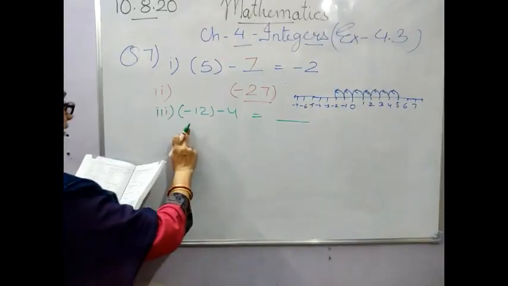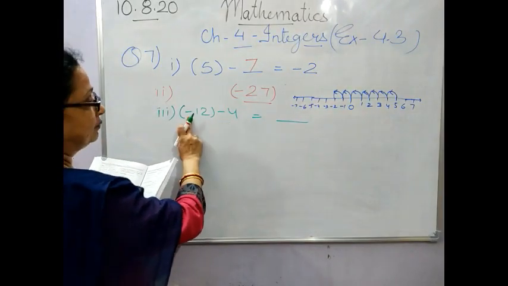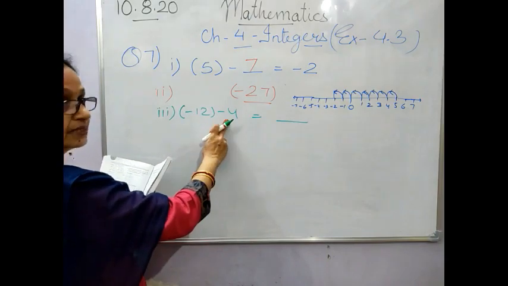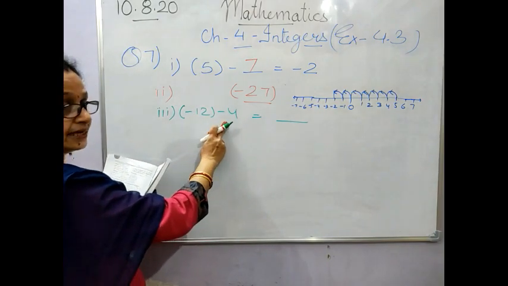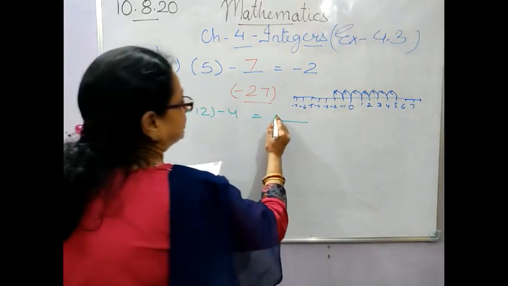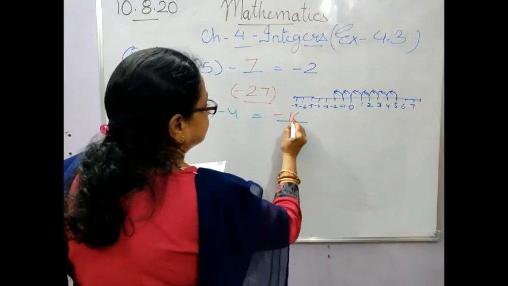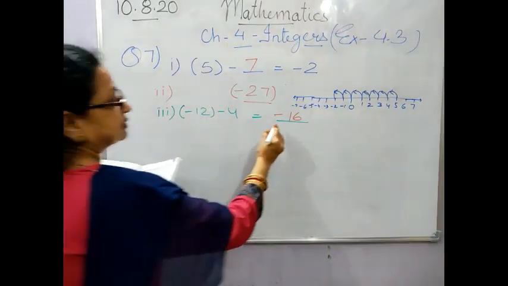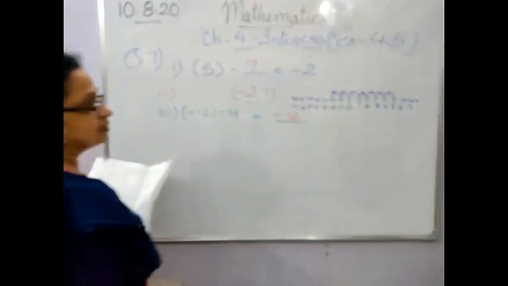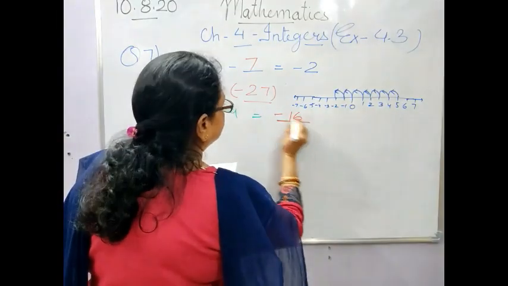Now see here, this is the normal sum you are doing. Both the signs are minus. Same signs are there. That means you will add and put the same sign. So your answer will be minus 16. This is the answer. All in red is your answer. I'll underline them also with red.